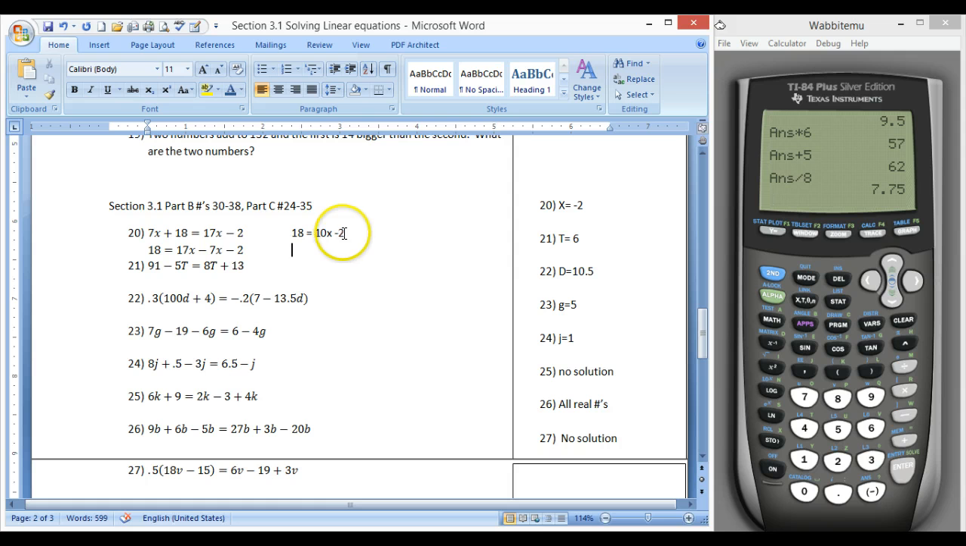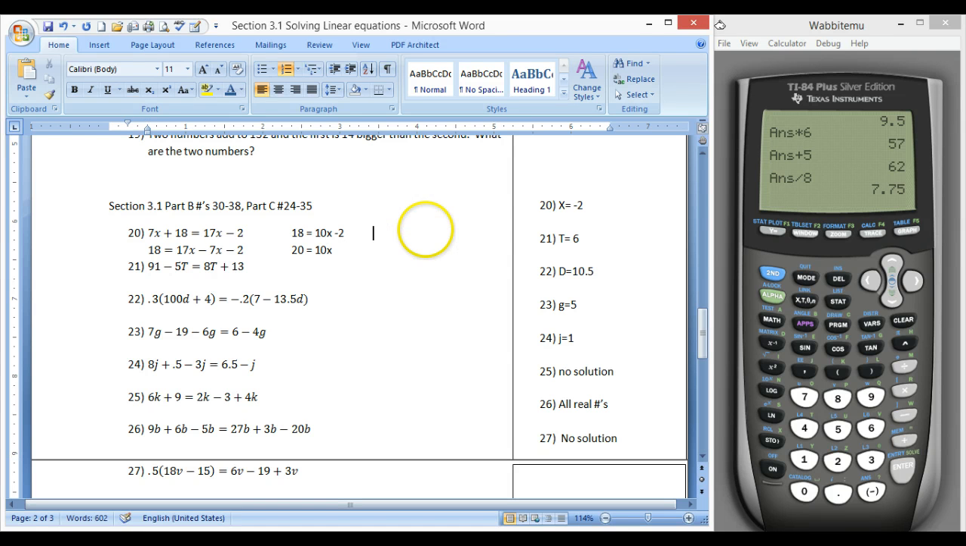So I need to add 2. On this side, if I add 2, I am given 20, to add the 2 to the 18. And I still have my 10x. So now I need to continue to isolate my x. To do so, I have x being multiplied by 10. So the opposite of that is dividing by 10.